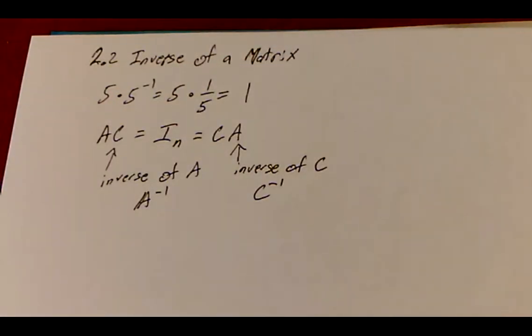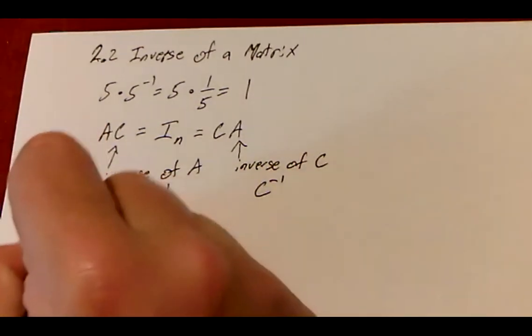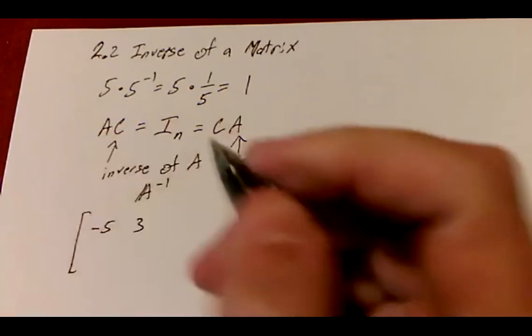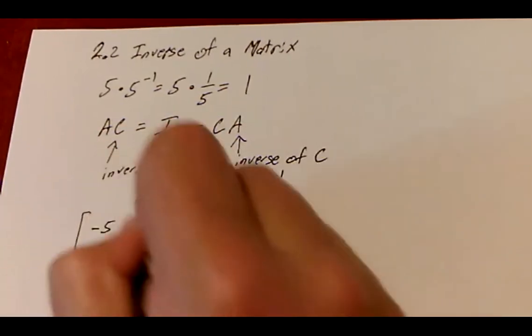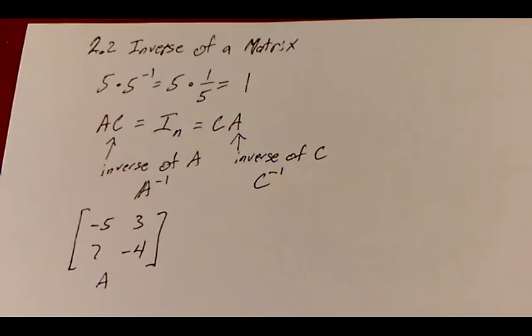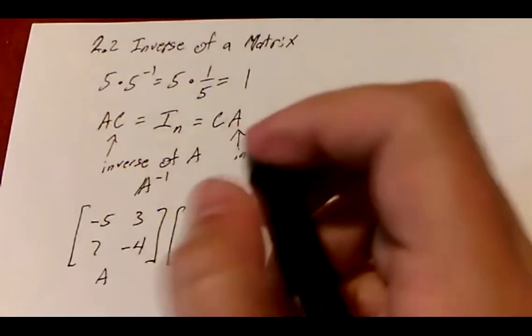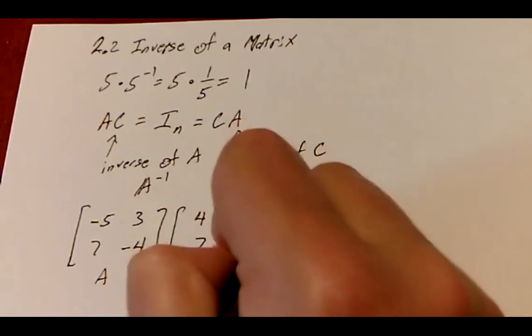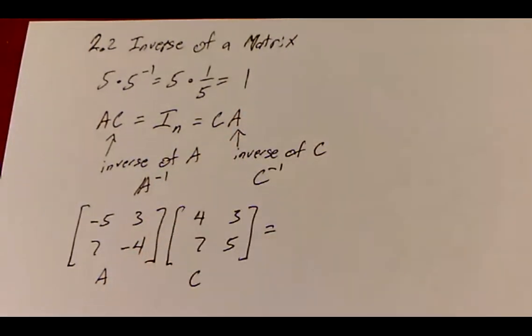So let's look at a quick example. Say I have a matrix A that's negative 5, 3, 7, and negative 4. So there's my matrix A. And then I'm going to have a matrix C here that's 4, 3, 7, 5. We want to see what that multiplies to.